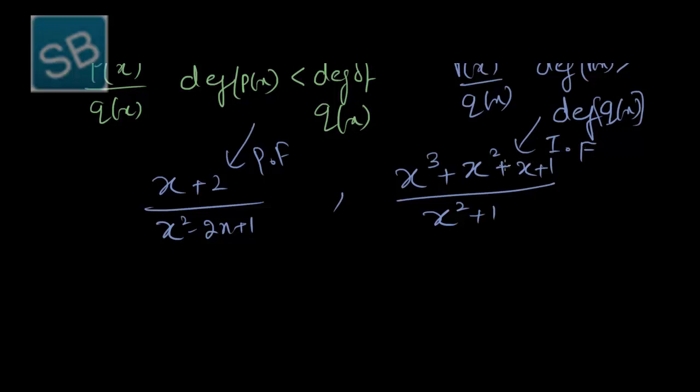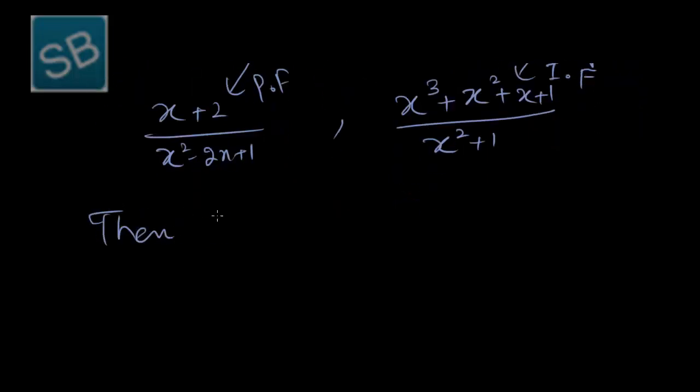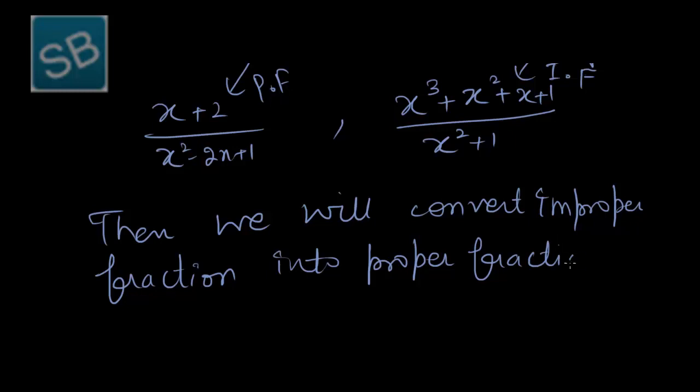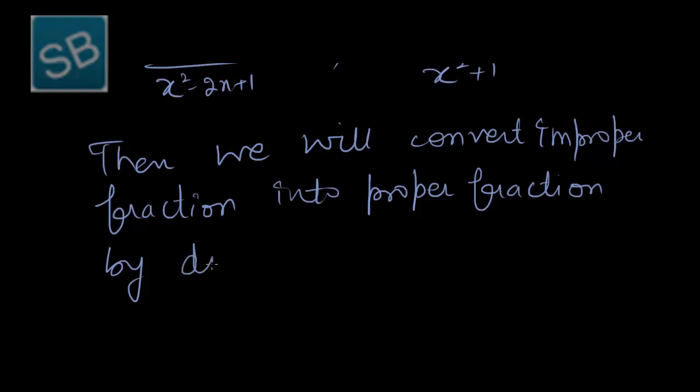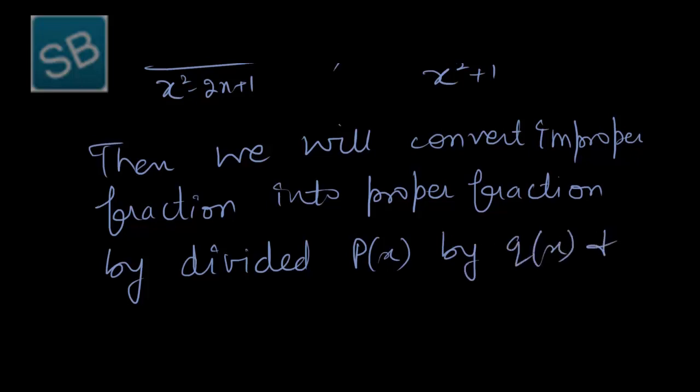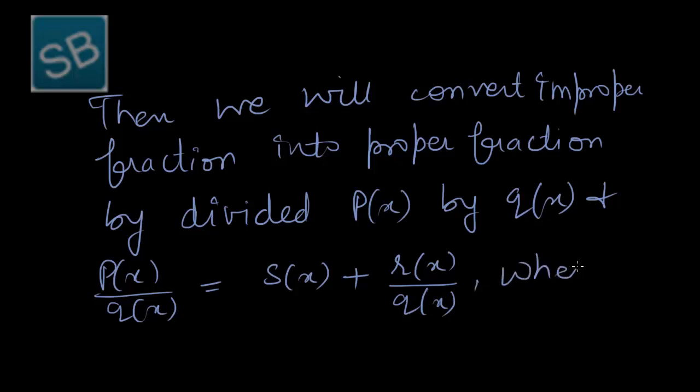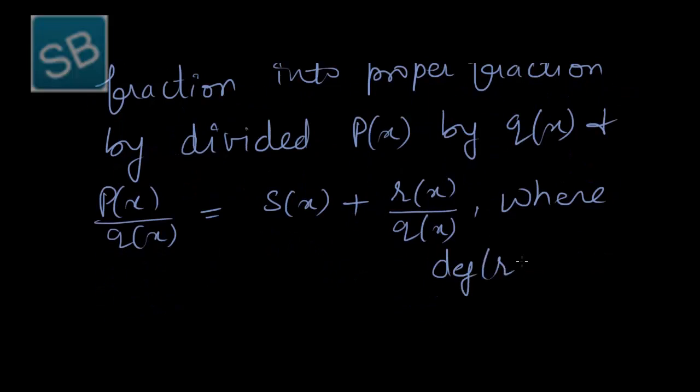So if we have an improper fraction, then we will convert the improper fraction into a proper fraction by dividing p x by q x, and p x over q x will be converted into s of x plus r x over q x, where the degree of r x is less than the degree of q of x.